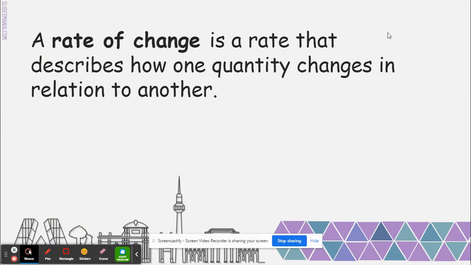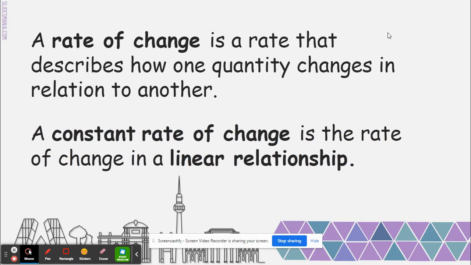So, a rate of change is the rate that describes how one quantity changes in relation to another. So, it's a relationship, an algebraic relationship. When you have a constant rate of change, that means you have a linear relationship. Now, you see that word line right there in linear. That means if you graph this relationship, you'll end up with a straight line. We call that linear.